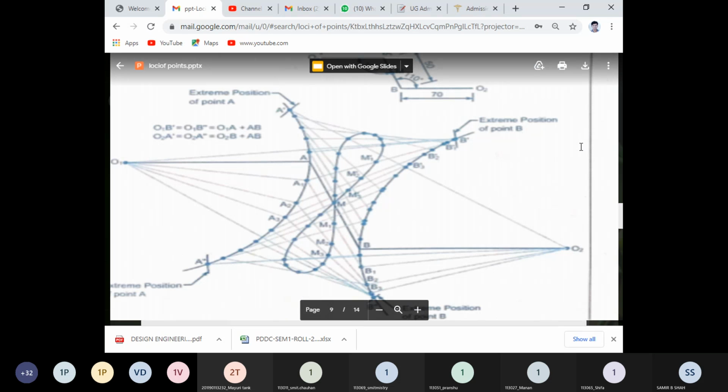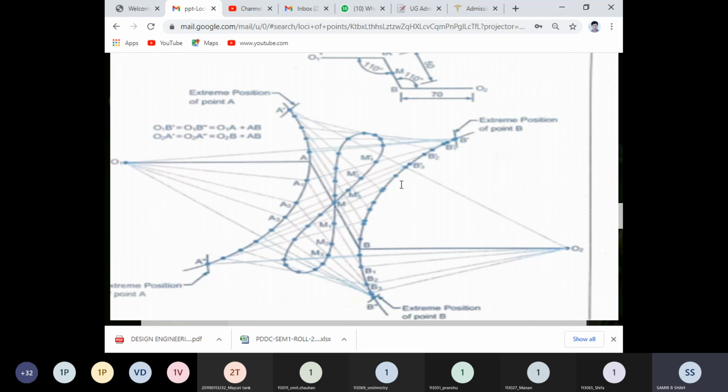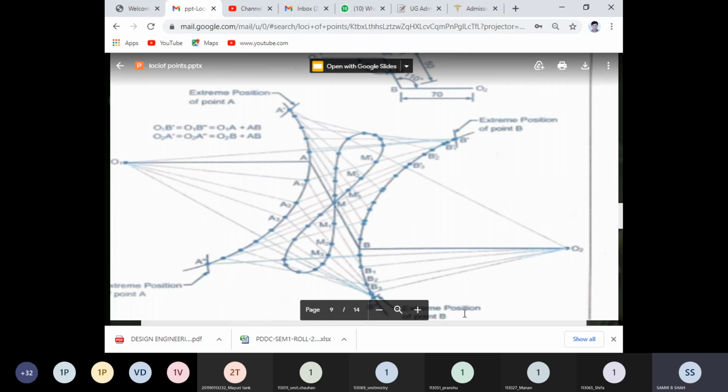Now, in the same way, join the extreme points which remain here. You take random points. After that, take the midpoint, as we took initially. AB is equal to 50, so the midpoint is 25. A1 B1 M1, A2 B2 M2, A3 B3 M3. In the same way you continue with the remaining 3 points.